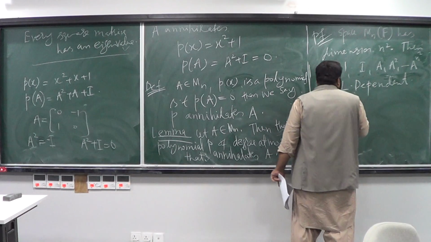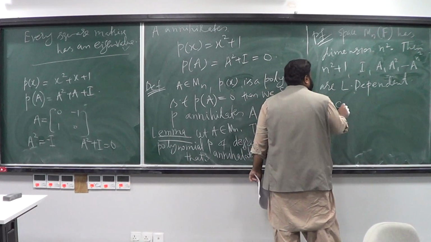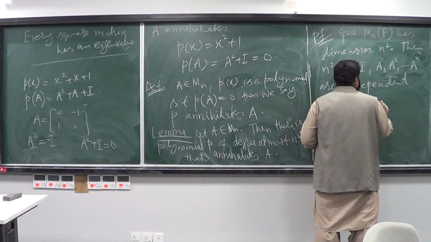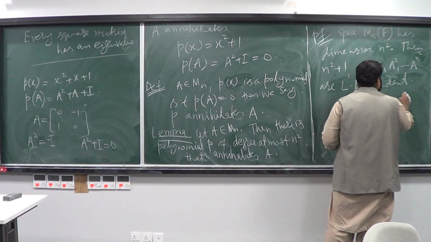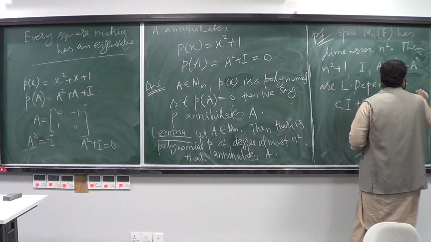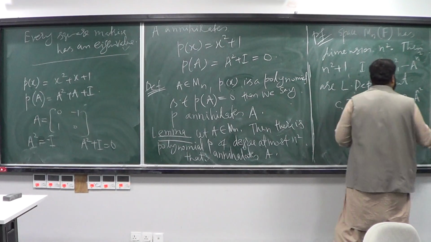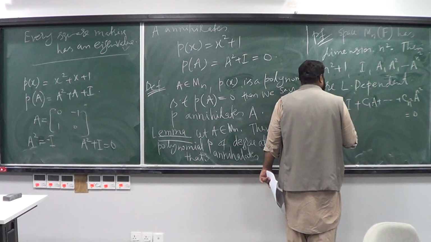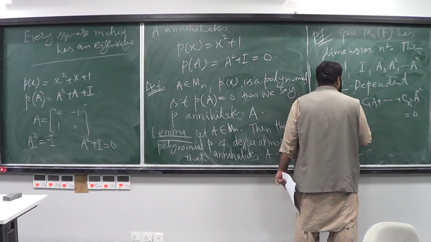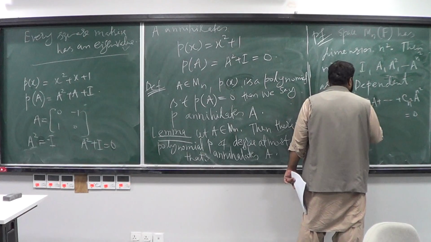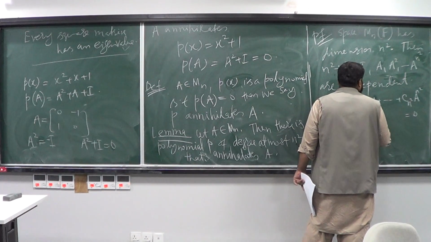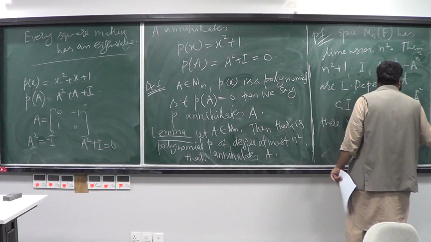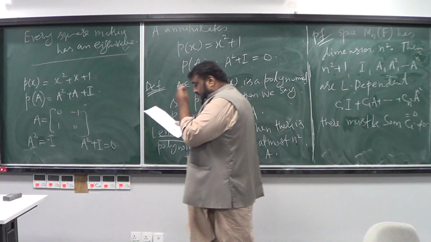That is, if you make a linear combination of these, c0 I plus c1 A plus and so on, up to c_{n square} A power n square, and you equate it to 0, then there must be some c_i's which are non-zero.